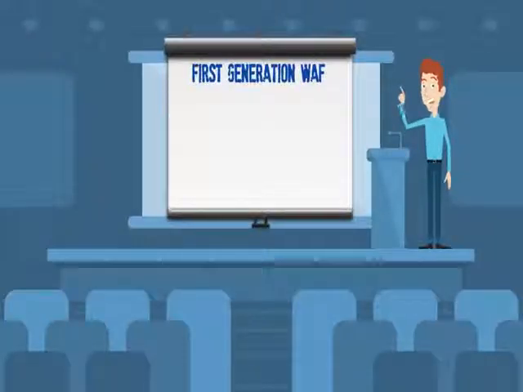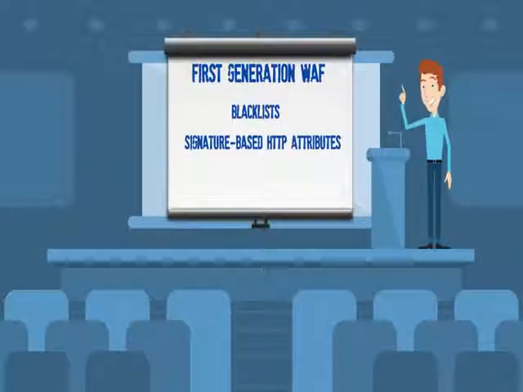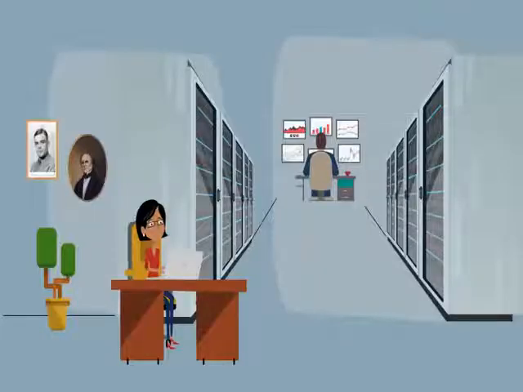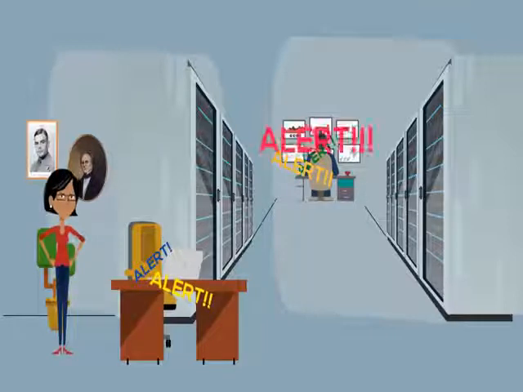Thus, the first generation of web application firewalls used blacklists and signature-based HTTP attributes to alert the firewall of an attack. So an SQL injection attack like this no longer got through. With Internet popularity soaring, soon the sheer number of web applications and their growing complexity made the signature-based approach obsolete. As well, the number of false positives, that is, alerts of attacks that were in fact legitimate connections, grew to proportions beyond the capacity of IT security teams.